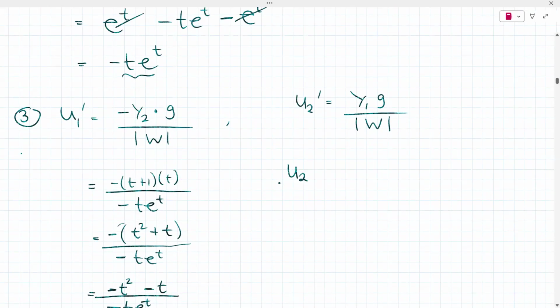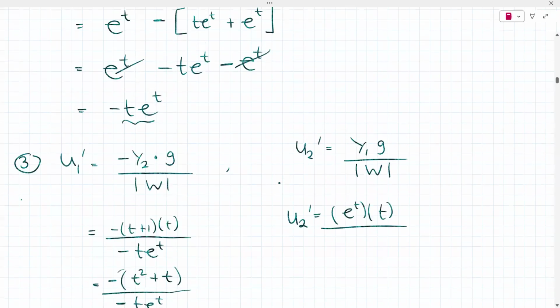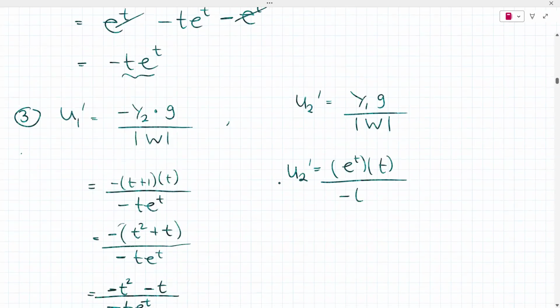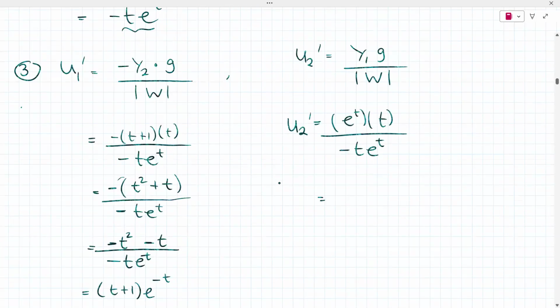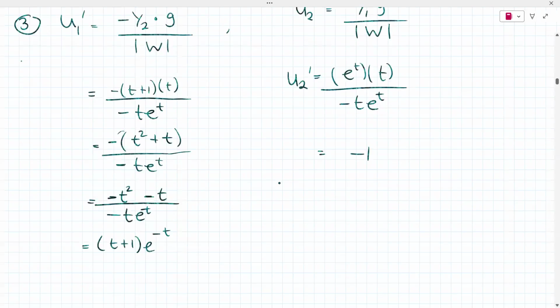And then let's find u2 prime. So my y1 times g over the Wronskian determinant. My y1 is e^t. My g of t is t. And then the Wronskian determinant is negative t e^t. And when you put it all together, you should get negative 1. Okay, so we found our u1 prime and my u2 prime.